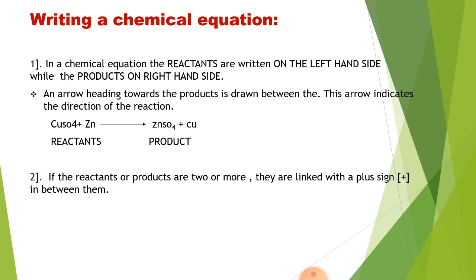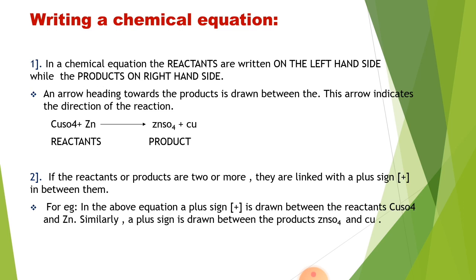Second, if the reactants or products are two or more, then they are linked with a plus sign between them. For example, in the above equation, there are two reactants. So there is a plus sign between the reactants, that is CuSO4 and Zn, and similarly this happens with the products also. The products are also two compounds, so there is a plus sign between ZnSO4 and Cu.